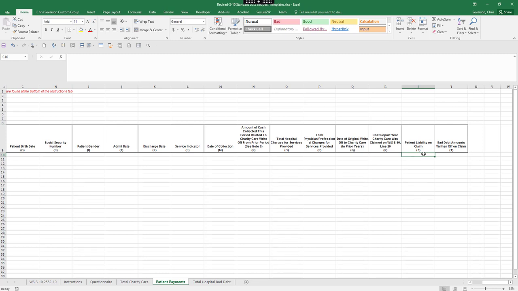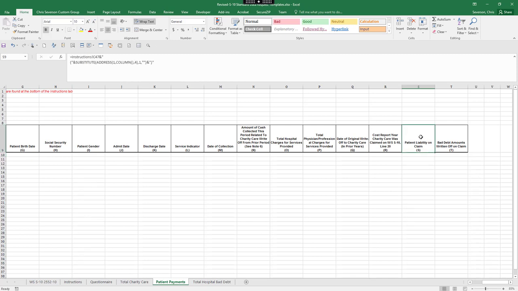Column 5, this is the patient liability on the claim. Now again, in many cases the patient was not written off as 100% charity care, so there might be a portion that they were actually liable for. If some of that cash payment related to their patient liability, then that amount should not be reported on line 20. They actually owed that, so there's no reason to offset that now.